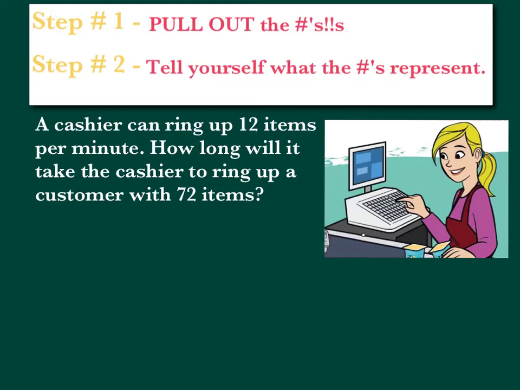Okay, first let's read the problem. A cashier can ring up 12 items per minute. How long will it take the cashier to ring up a customer with 72 items? Okay, so we find all our numbers. First number is 12. Write that down. And 72.